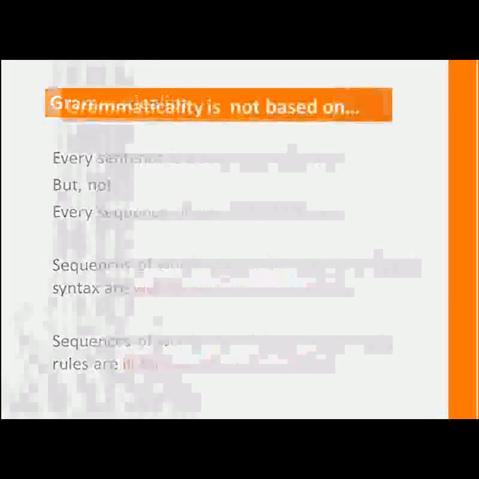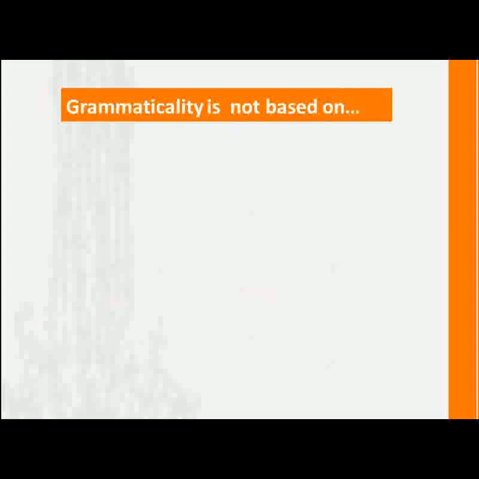Now let's talk about what grammaticality is not based on. Nah, apakah kalimat itu benar atau salah itu tidak boleh didasarkan pada 3 hal ini. Yang pertama adalah having heard before. Jadi ketika kita menemukan kalimat yang belum pernah kita dengar sebelumnya dalam bahasa Inggris misalnya, bukan berarti kalimat itu salah. Oke, jadi jangan sampai mengatakan karena saya belum pernah mendengar maka ini pasti salah. No, that's not what grammaticality is based on.